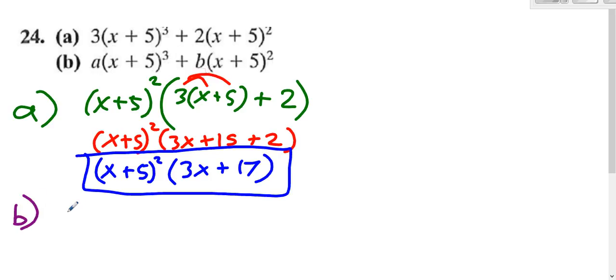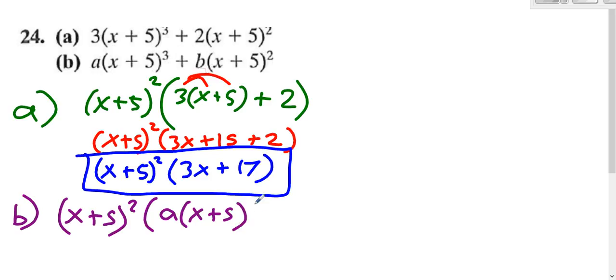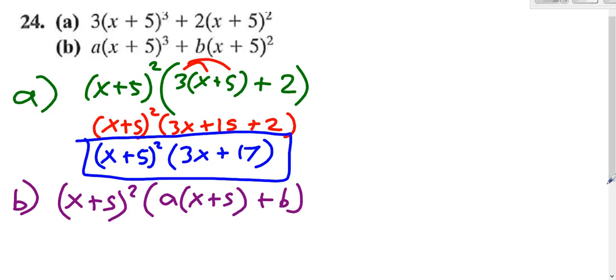B is really similar. You can still take out the (x + 5) squared, but then you'd be left with a(x + 5) plus b, and that's the same step. You have to distribute and combine like terms if you have any. So distribute the a, and then plus b. This time there's no like terms though, so that's it.